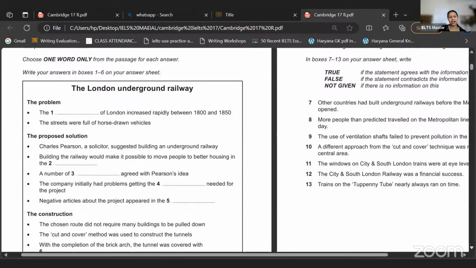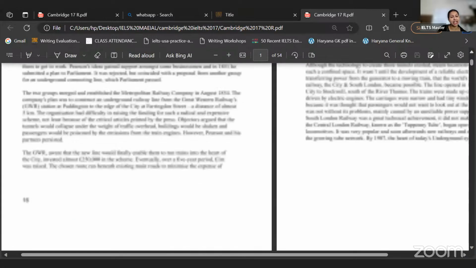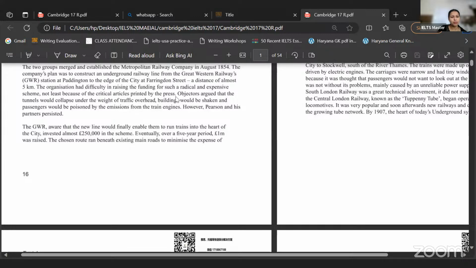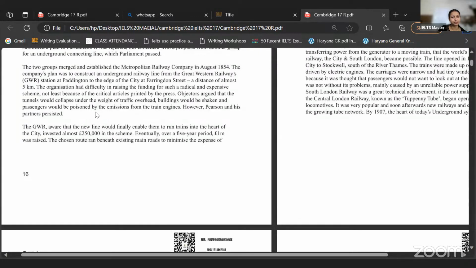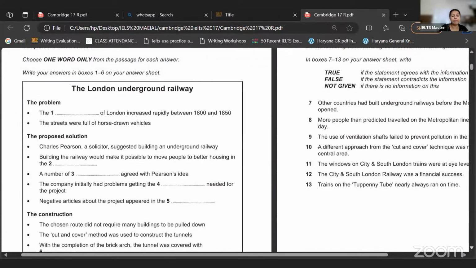Fifth, negative articles about the project appeared in the press. So it's written over here: objectors argued, not least because of the critical articles printed by the press. Critical articles means negative articles. Printed by press means appeared in the press.